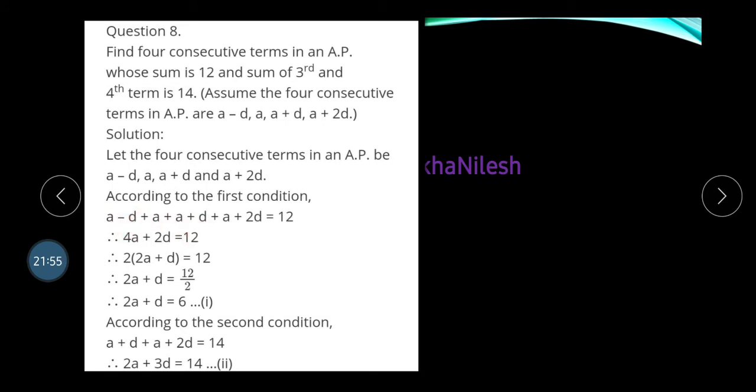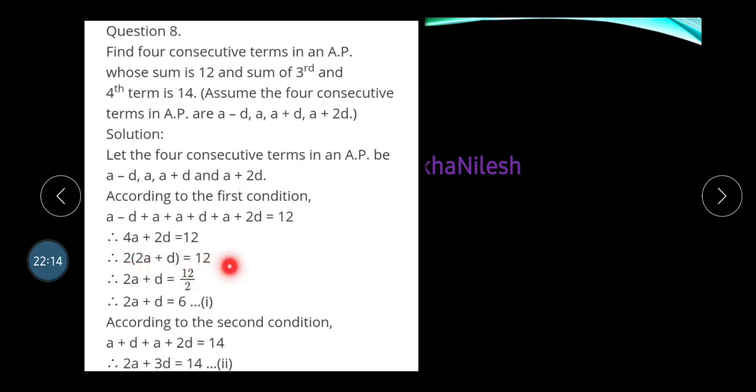So it will become 0 and 2D remains. So 4A plus 2D equals 12. Here, what is common, students? 2 is common for 4A and 2D. So we have taken 2 as common. So 2 into (2A plus D) is equal to 12.